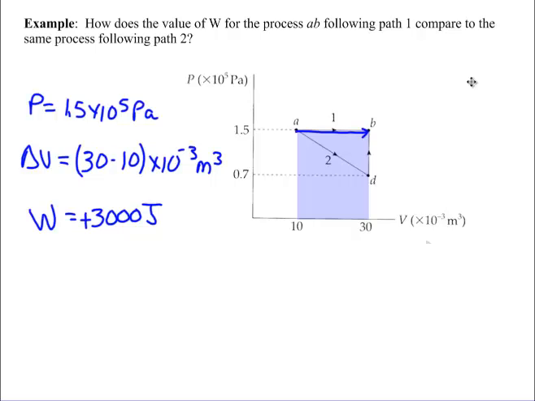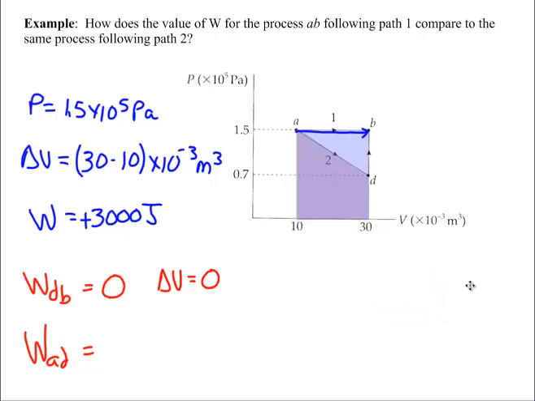Let's look at path 2. If we go from D to B, first of all, work equals 0. The work equals 0 because my change in volume equals 0. So now I'm going to look at the work from A to D. Work is area under the curve. So there's my area under the curve. It's a trapezoid, so I have to remember how to do the area of a trapezoid.